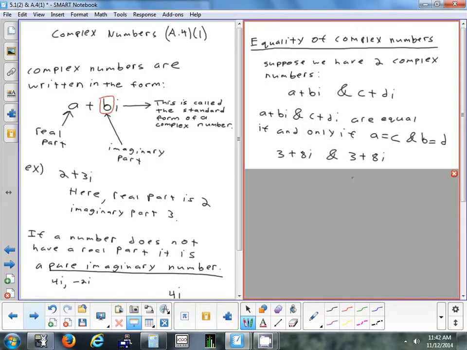So for example, 3 plus 8i is the same as 3 plus 8i. How about if I did 4 plus 2i and 4 minus 2i? Are those the same? Okay, does it fit that definition? No. Does a match c? Yep, that does. 4 matches 4, but 2 doesn't match negative 2. So these would not be considered equal. Parts of them are, but not the whole thing.